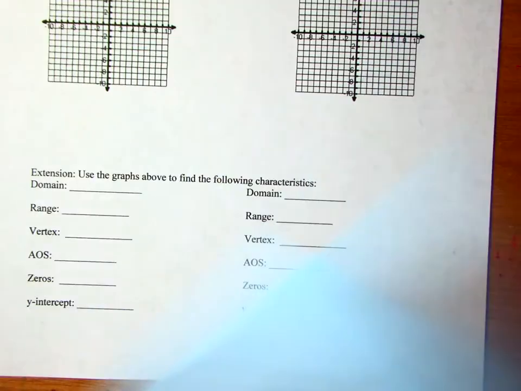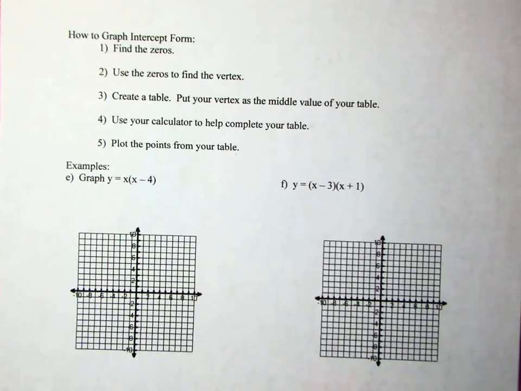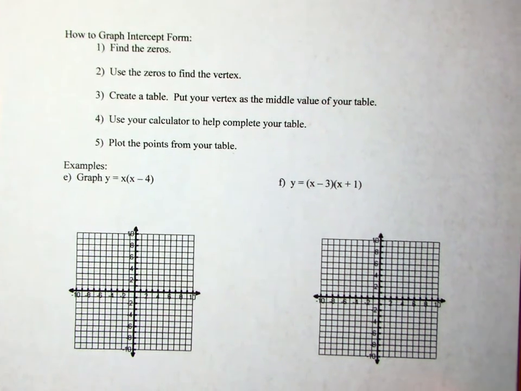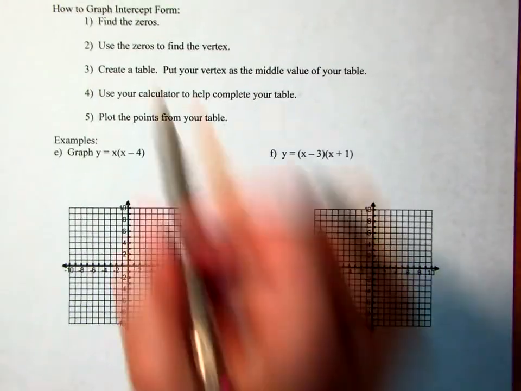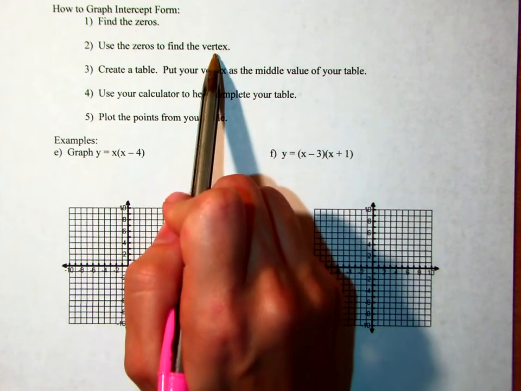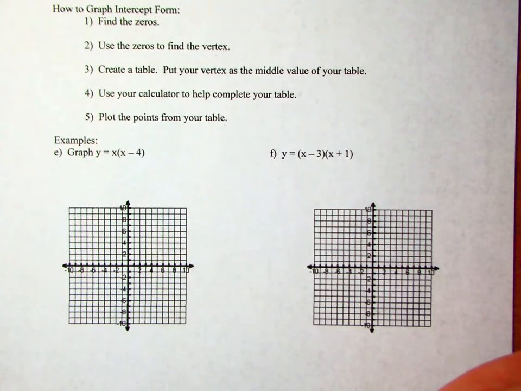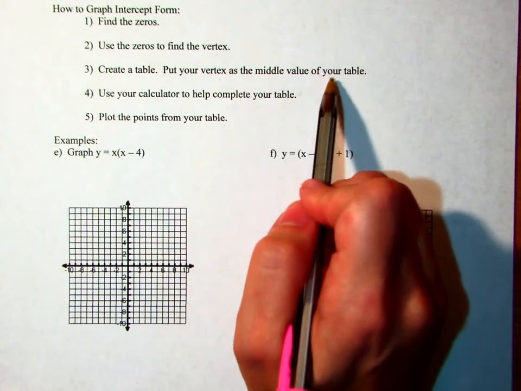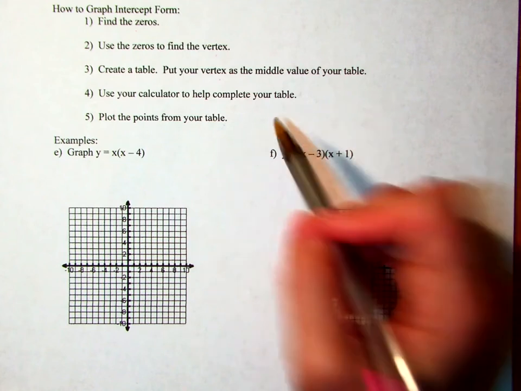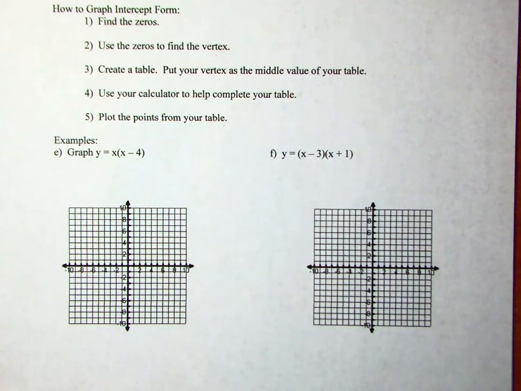Let's move into how to graph. Let me adjust the setting here again. Give me just a second. Okay, so how to graph. Now you see that we're building on our steps. First we find the zeros, then we find the vertex, then we create a table just like we did in the past. Put that vertex as the middle value on your table, use that calculator technology to help you figure out the rest of your table, and plot the points.